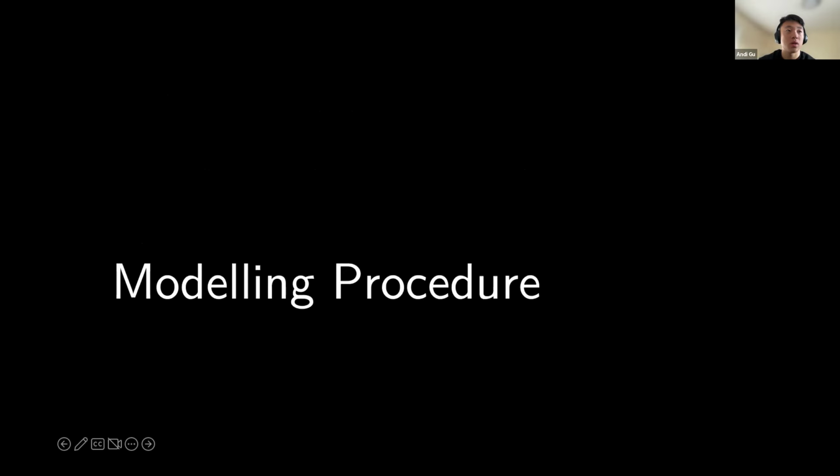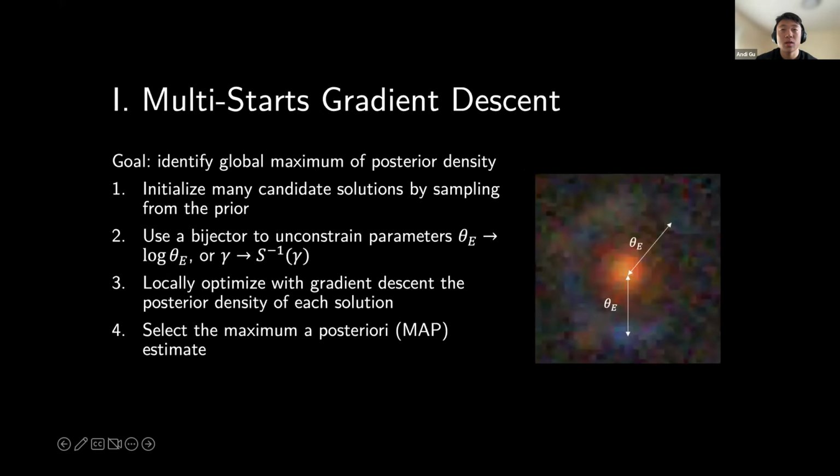Okay, great. Now to get down to the actual modeling procedure used in this library. As I mentioned before, our strategy is to first identify the global maximum of the posterior density, and then use this to inform how we initialize our sampler. We do this with multi-start gradient descent, which means we'll initialize many different candidate solutions by just sampling from our prior. This prior should be broad enough to include the global maximum.